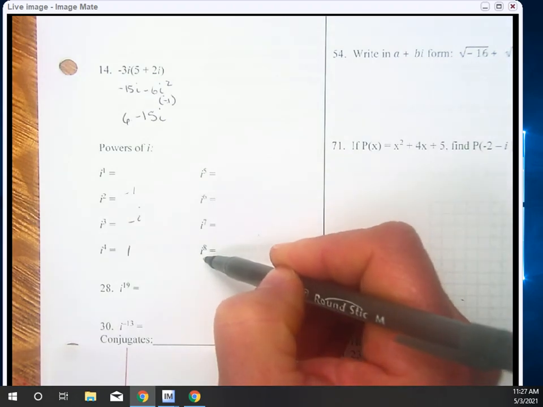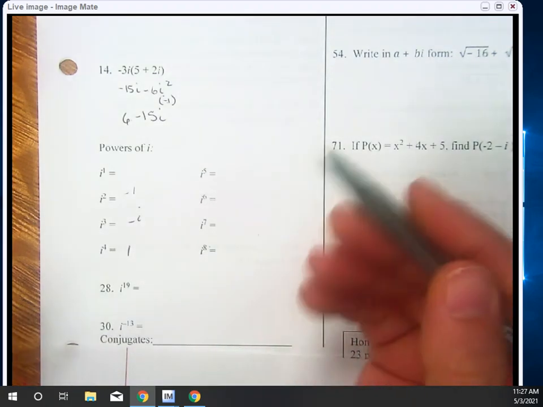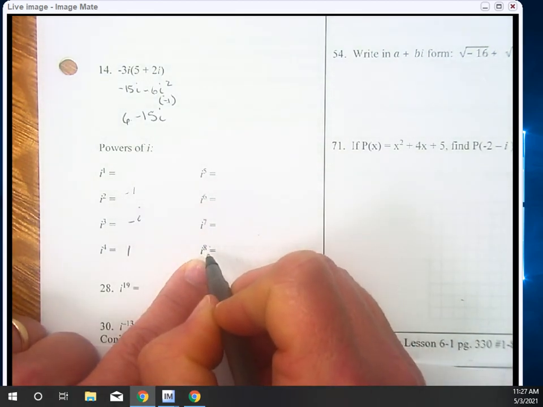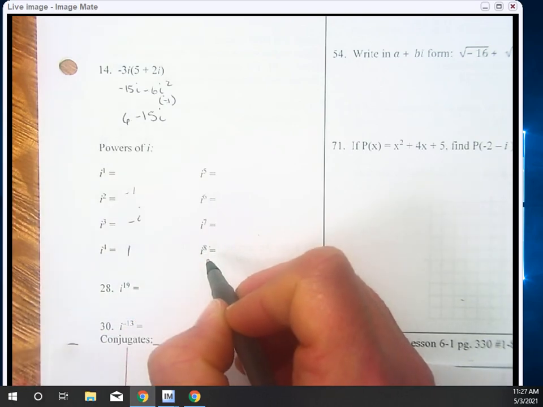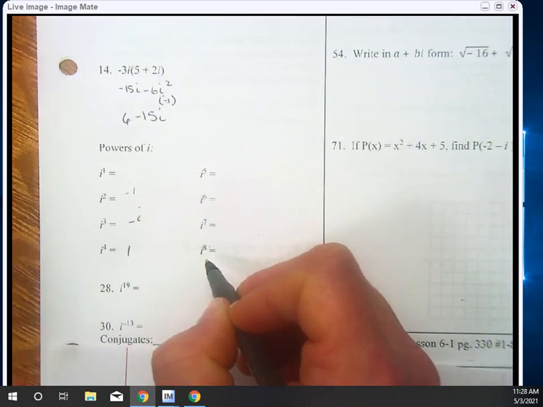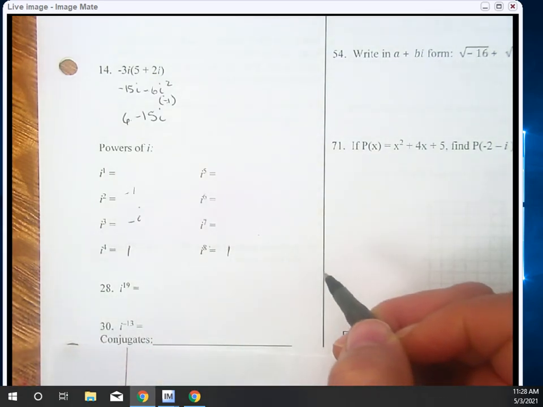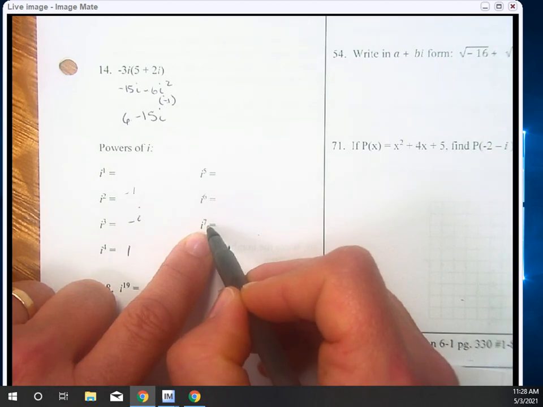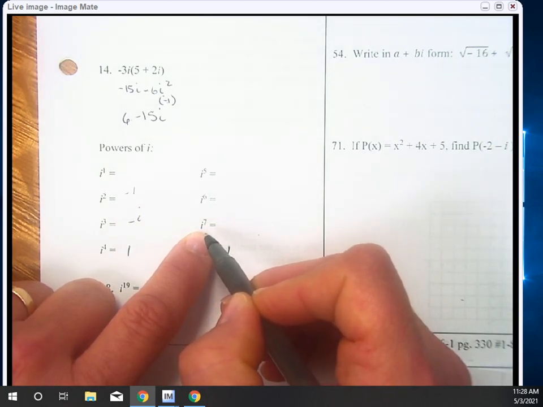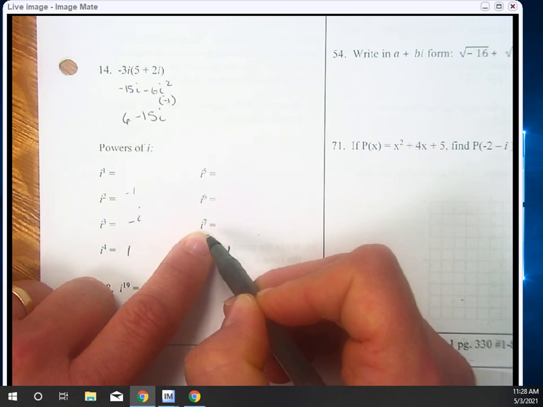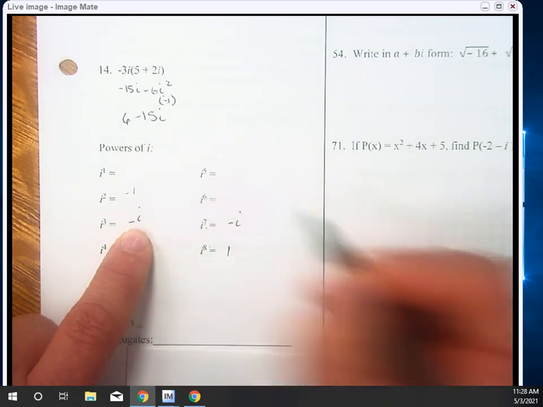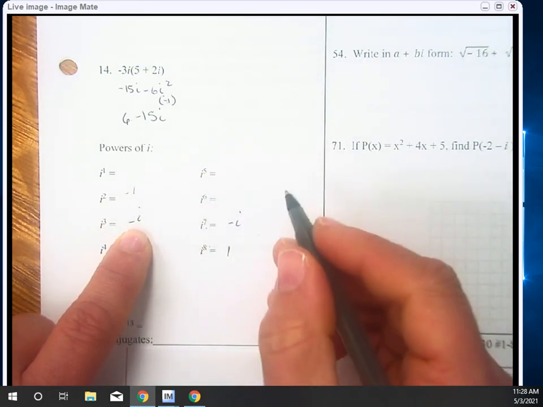So when you get to i to the 8th, what's the rule? If you divide 8 by 4, you get a remainder of 0. If that's the case, then you have 1. Anything with remainder 0 is going to be the same as i to the 4th, which is 1. How many times will 4 divide into 7? Evenly 1 time, with the remainder of what? 3. So i to the 3rd is a negative i, so i to the 7th is also a negative i.